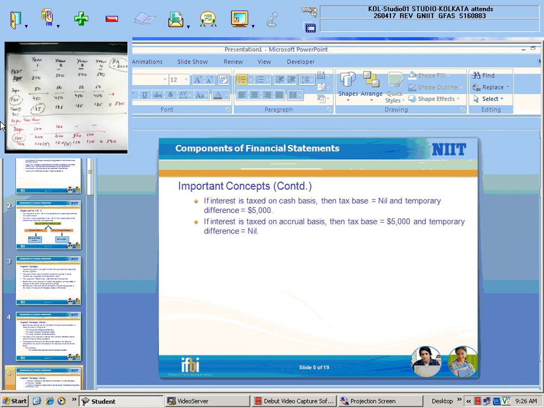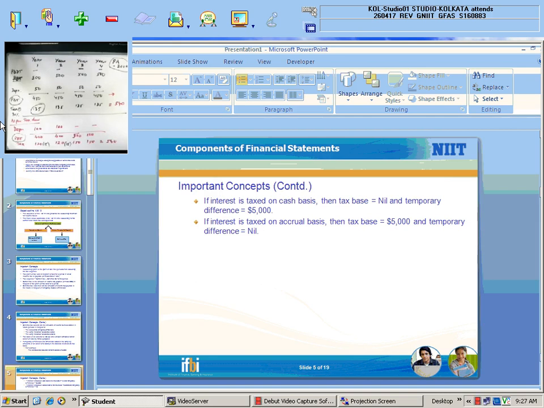The temporary difference will disappear in future when the interest is actually received in cash. In that year, the tax base will become 5,000, the interest receivable. So automatically the difference between the carrying value and the tax base will disappear. So why do you call it temporary difference? Because that kind of difference only exists temporarily, for a period of time.